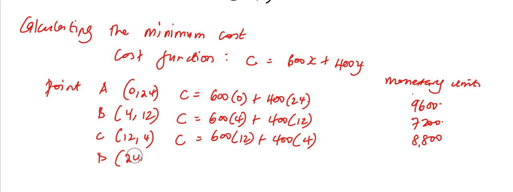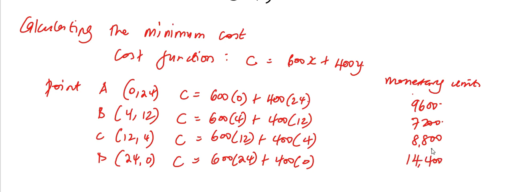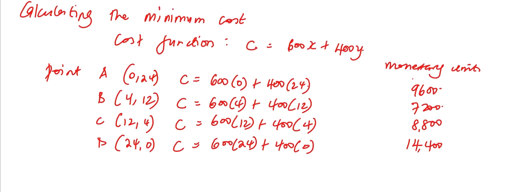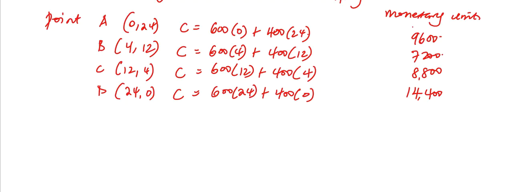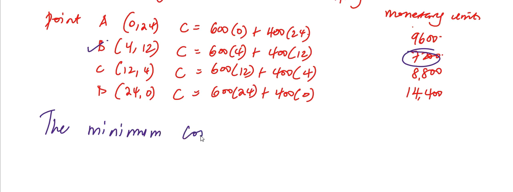Then at point D we have 24x and 0y. So C is 600 times 24 plus 400 times 0, and this gives us 14,400. So these are the costs at the different points. Which of these points minimizes the cost? When you look at what we have here, it is point B, where we have the minimum cost of 7,200. So we can conclude the minimum cost is 7,200 monetary units.